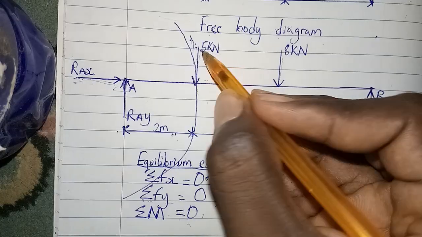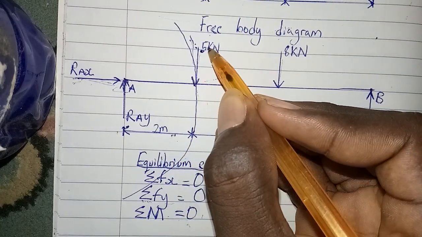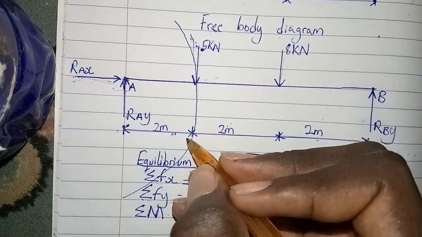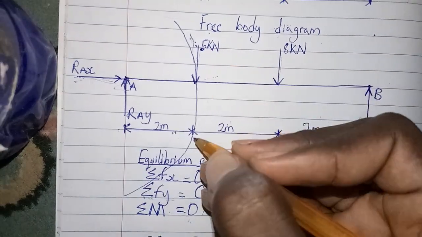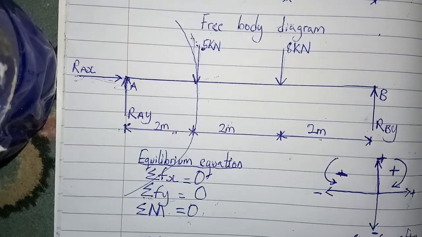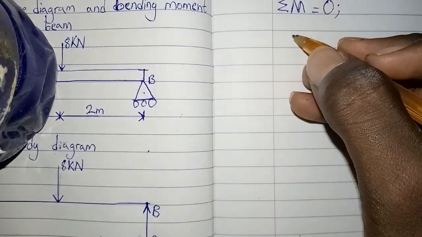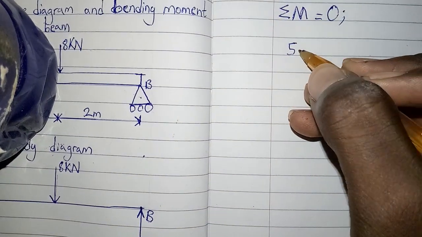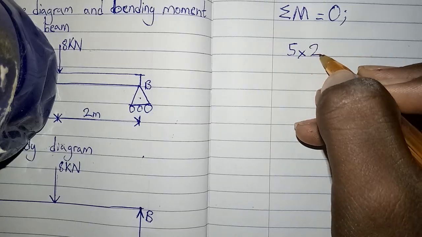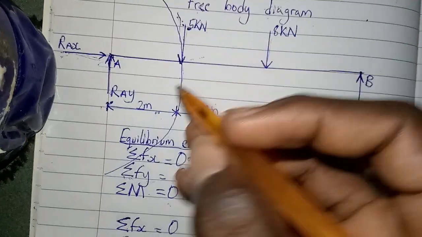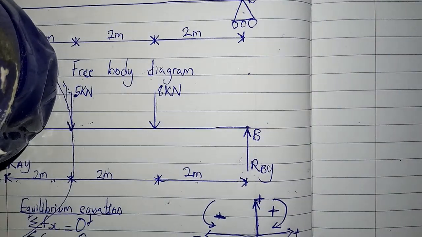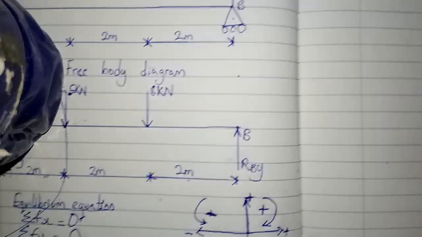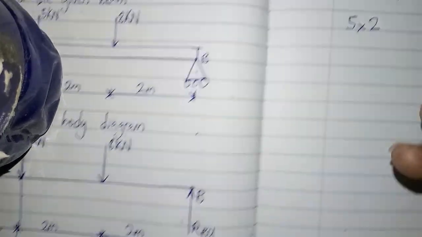So take 5 kilonewtons times the distance to point A. So we are going to get 5 times 2, because the distance is 2. So we go to the next one.